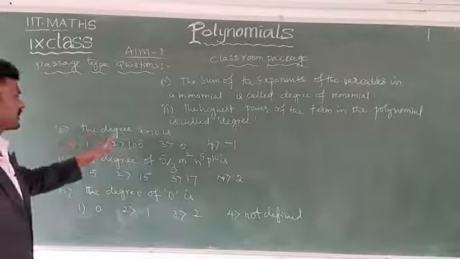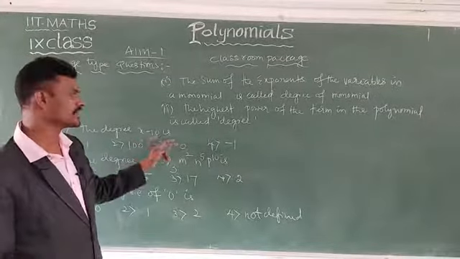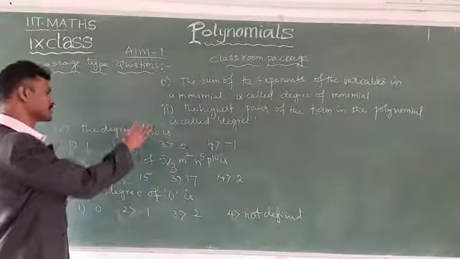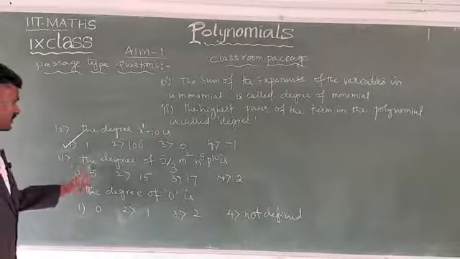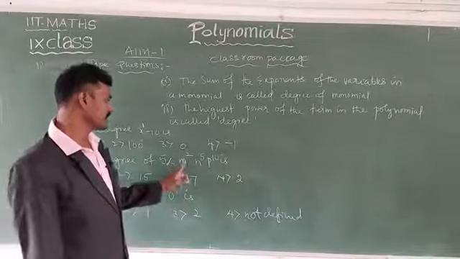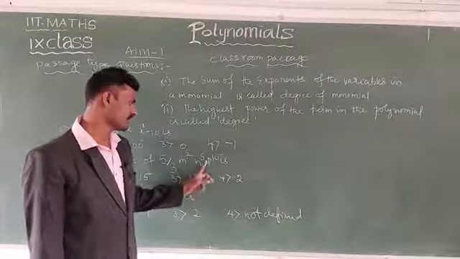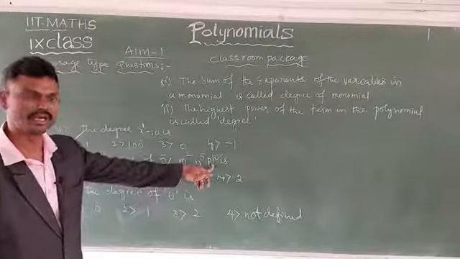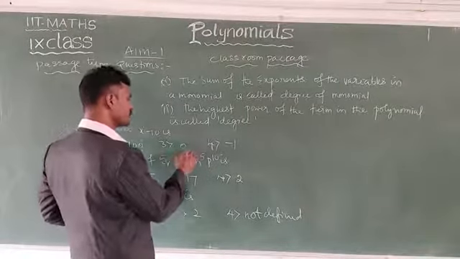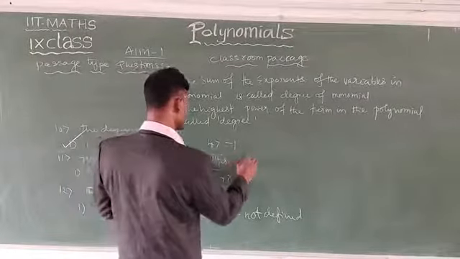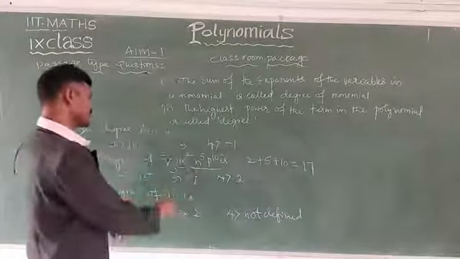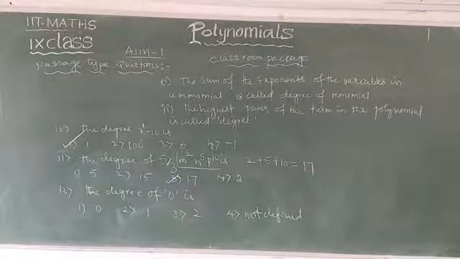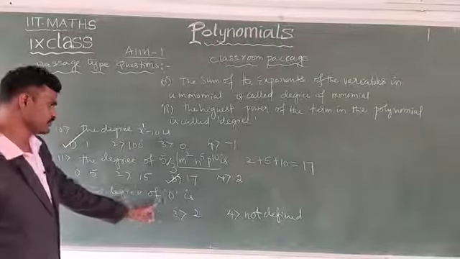Here, 10th question: the degree of x minus 10 is... Here x, its power is 1. That's why its degree is 1. Next, 11th one: the degree of pi by 3 m square n power 5 p power 10. This is a monomial. Monomial means we can add its powers here: 2 plus 5 plus 10 is equal to 17. Its degree is 17.